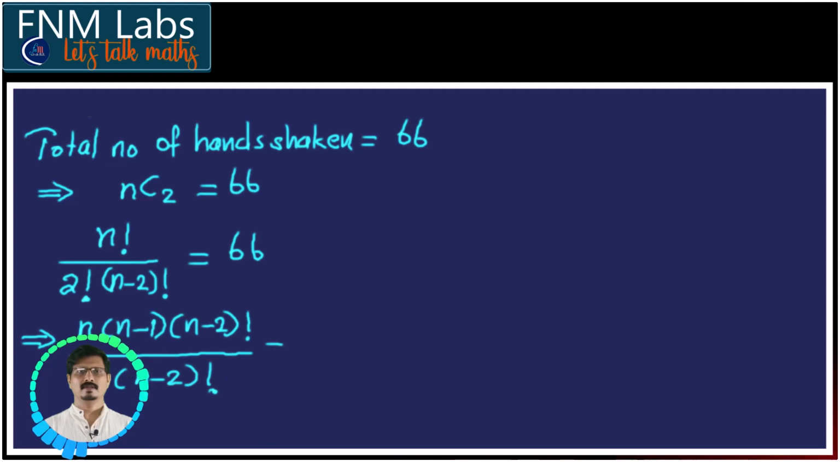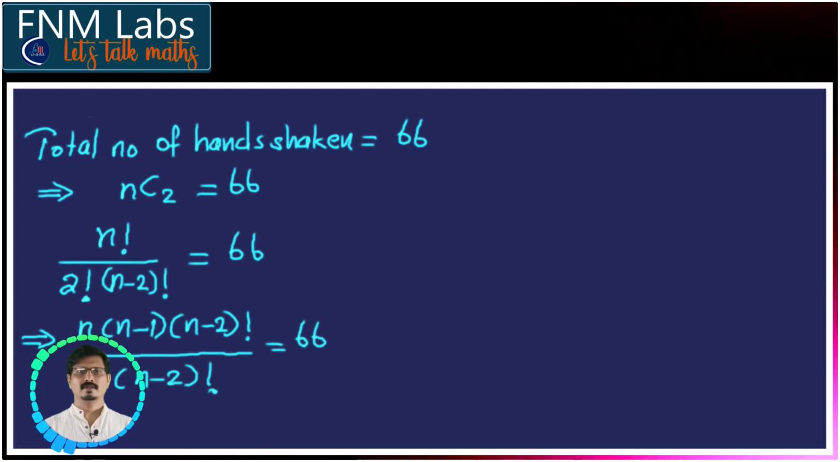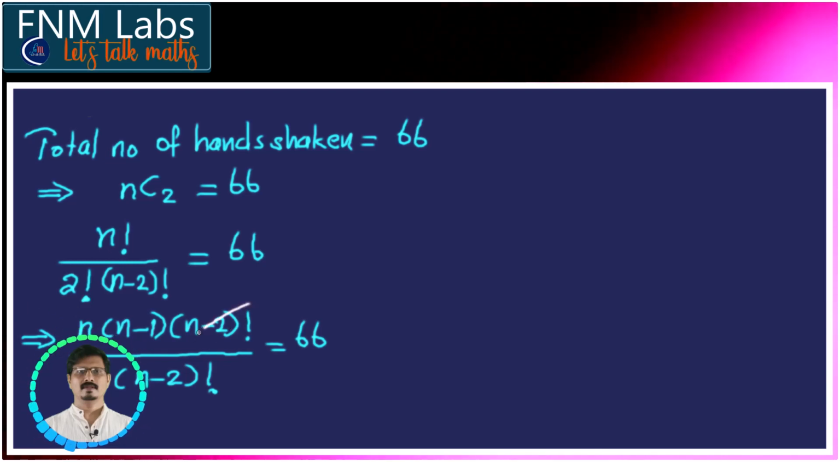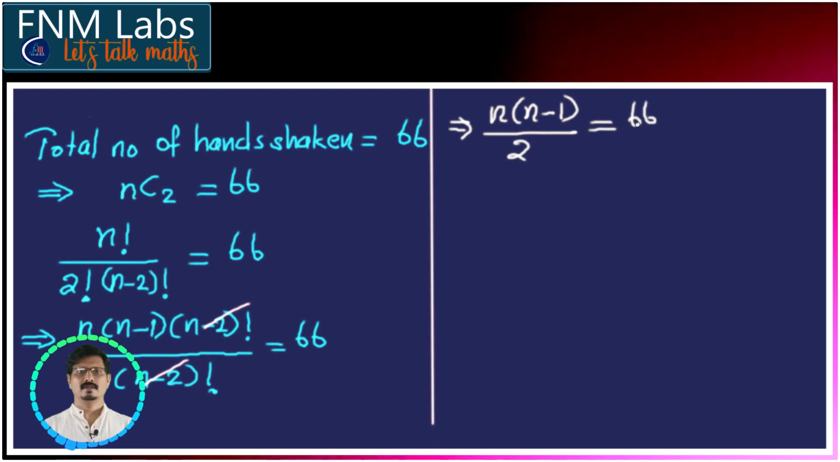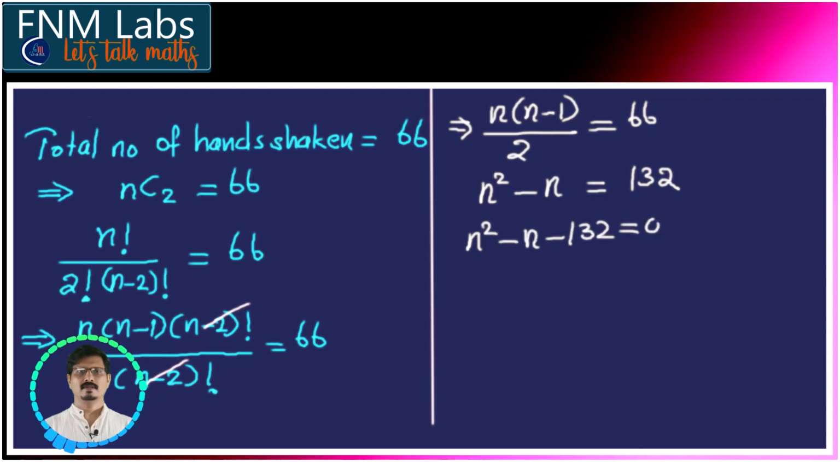Here n factorial can be written as n into n minus 1 into n minus 2 factorial, so that n minus 2 factorial can be cancelled between numerator and denominator. So the expression becomes n times n minus 1 divided by 2, that is 66. We get a quadratic equation from this expression as n squared minus n minus 132 equal to 0.